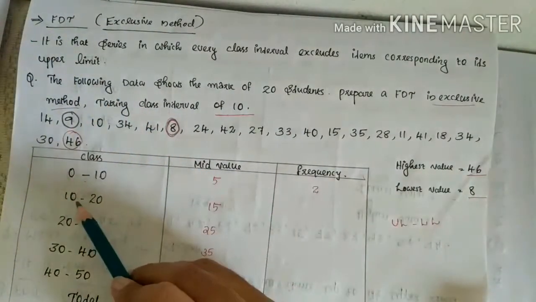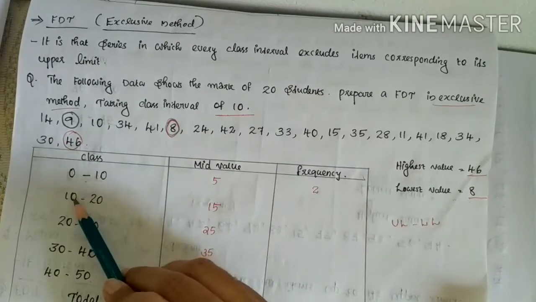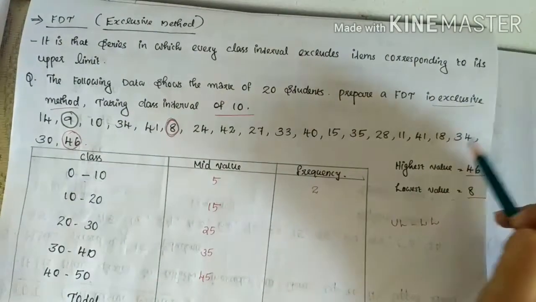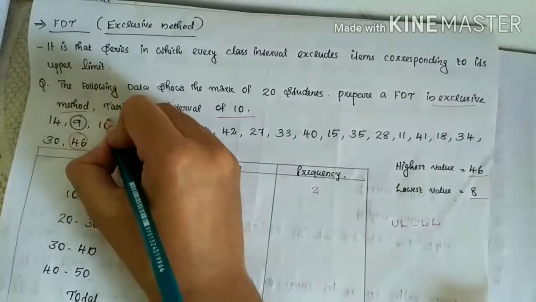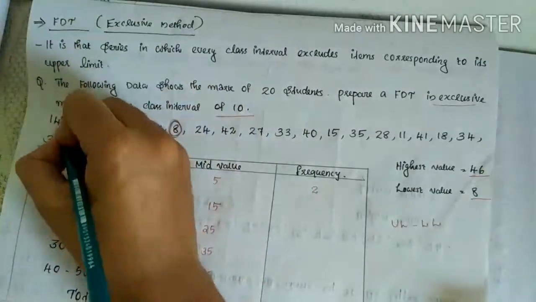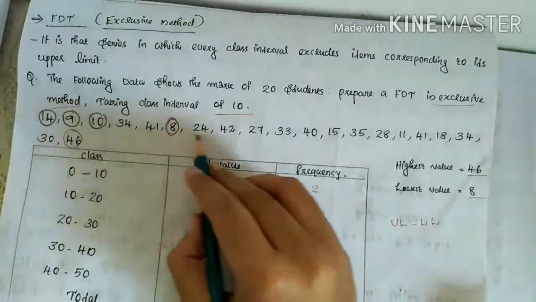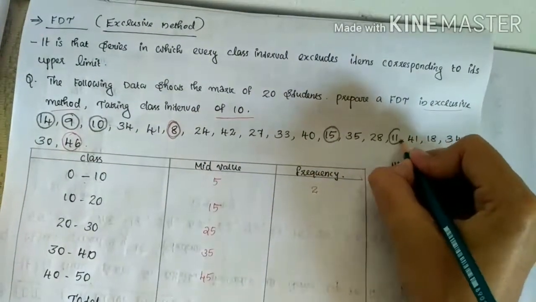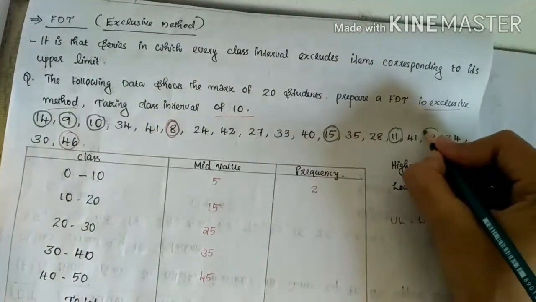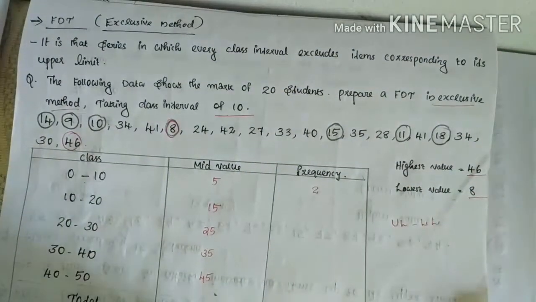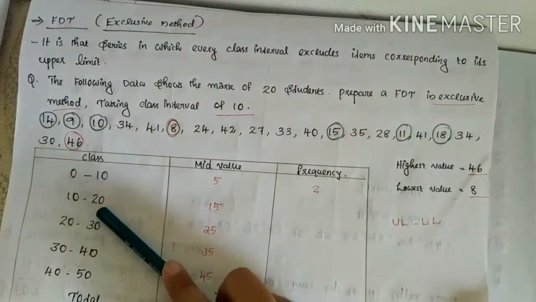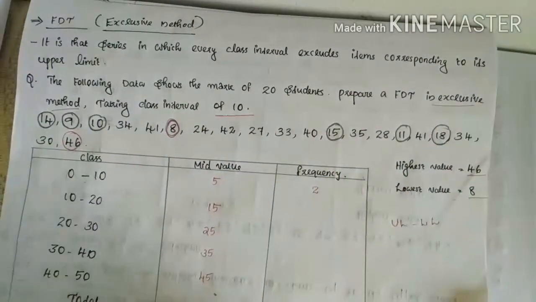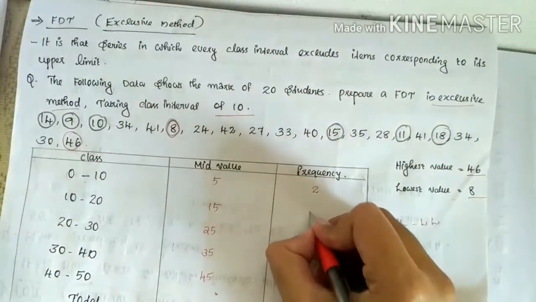And the next one, the class of 10 to 20. What are the items included in the class of 10 to 20? The first item is 10 and the next item is 14, next 15, next 11 and next 18. So in total, how many items are included in the class of 10 to 20? 1, 2, 3, 4, 5. So in the frequency column you write 5.